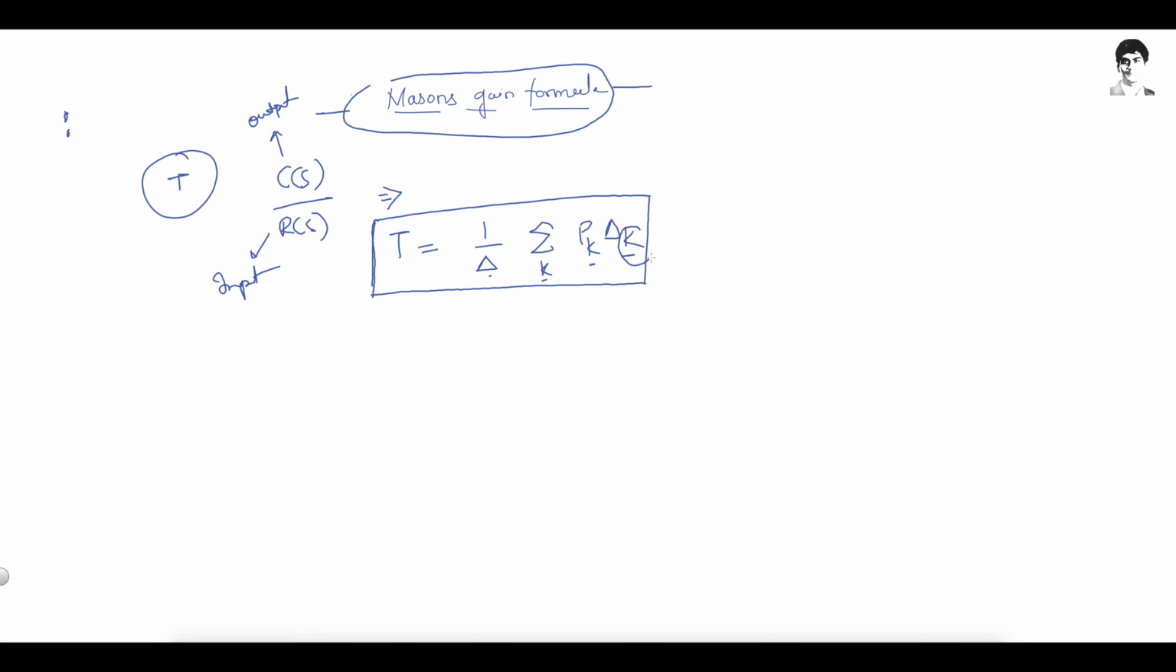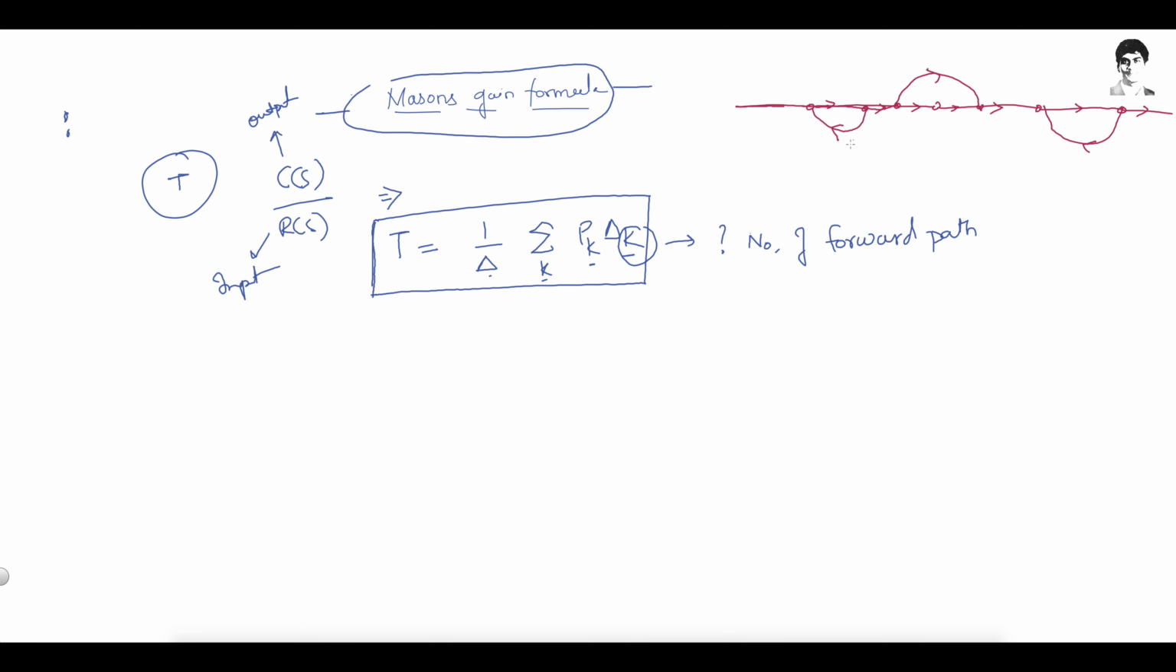First things first, what is k? K is the number of forward paths. So what is a forward path? Let me just take this signal flow graph. Let's give it one feedback, two feedback. This is forward. So the straight thing is all forward. This is going forward.